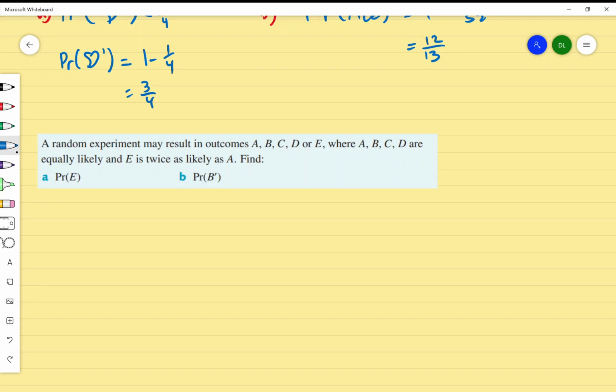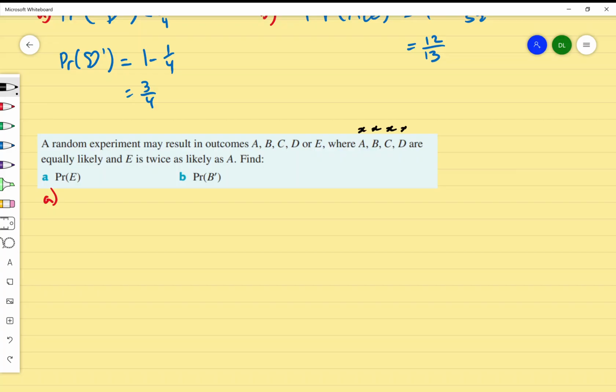And finally, we're looking at the example of a random experiment, and this is one where we have to apply our understanding of algebra. So for this one over here, a random experiment may result in outcomes of A, B, C, D, or E, where A, B, C, D are equally likely and E is twice as likely as A. From here, like I mentioned earlier, it's just an application of what we already know. So for example, let's go ahead and define each probability. Let's say A, B, C, D are all the same, so let's call them all probability being x.